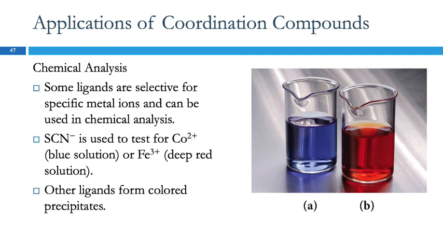Remember seeing those? Now, the solution we saw for iron was much darker than that, right? Because it was a higher concentration. Here they've made the concentration lower so that you can actually see it. When we did it, it looked like blood, right? It's so dark. Other ligands may form colored precipitates. So that's a use.